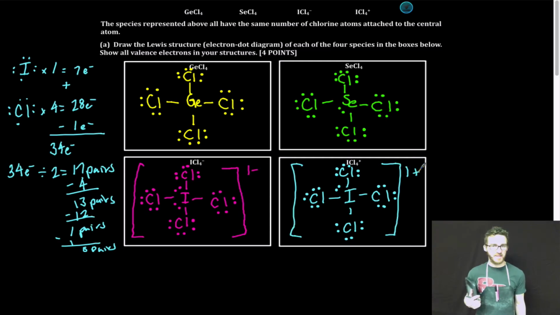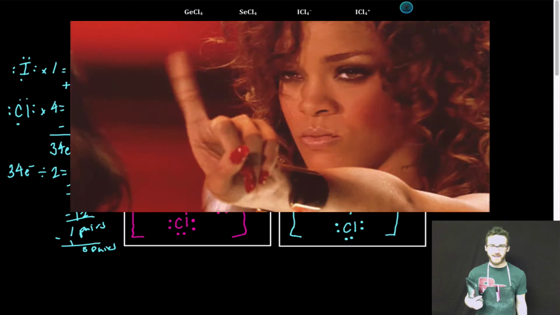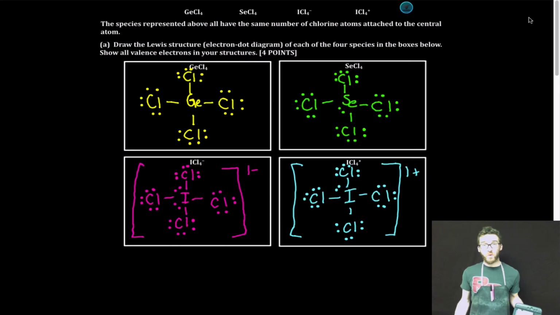Not gonna take points from me this time, College Board. Not this time. All right, four beautiful Lewis structures drawn. Now let's answer some questions about them. You know they're gonna be fun because some of these shapes are crazy.